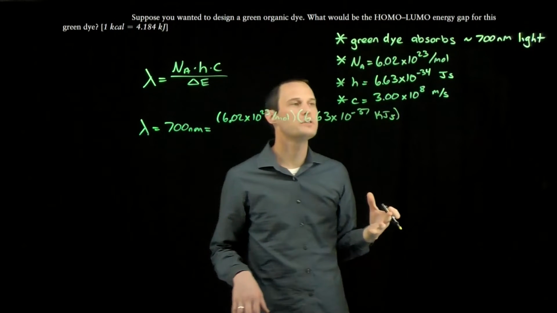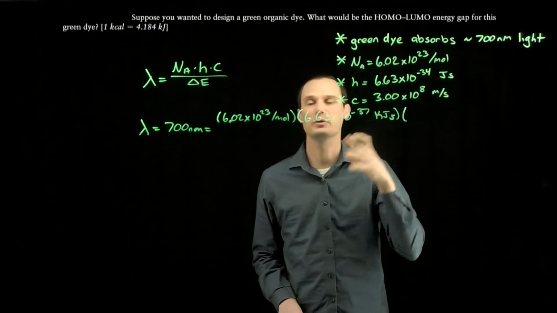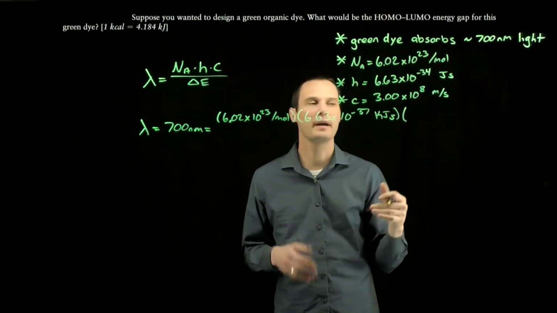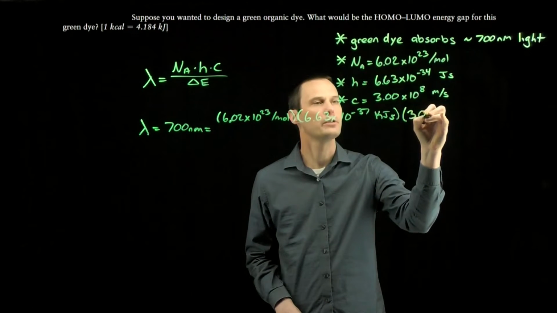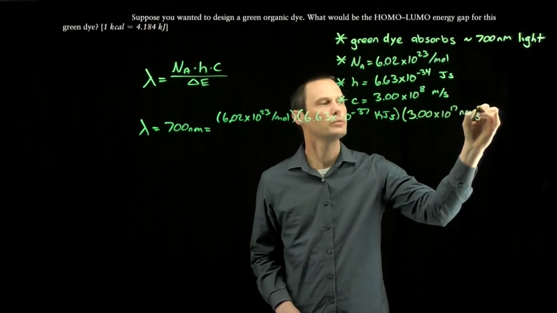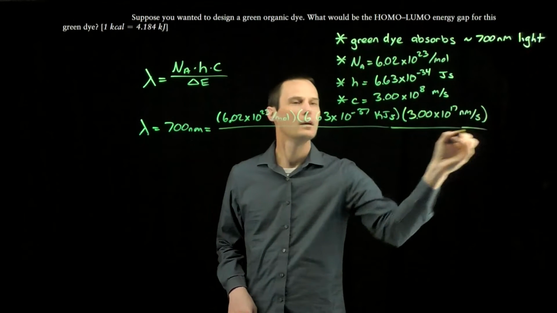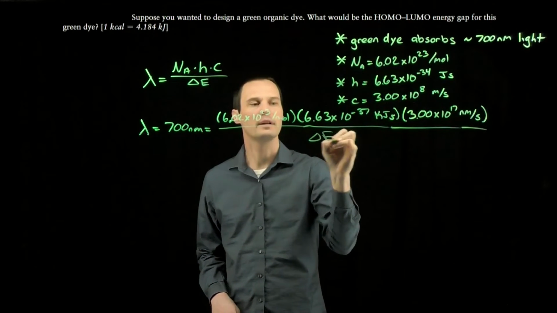And the speed of light is given to us in meters per second, but our lambda is in nanometers. So we need to convert meters per second to nanometers per second. That's scaling by a factor of 10 to the 9th. So we'll use 3.00 times 10 to the 17th nanometers per second for the speed of light. And all of that will be divided by our delta E value, and that's what we are trying to calculate.